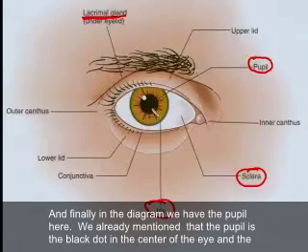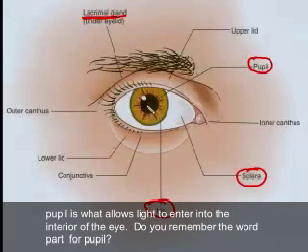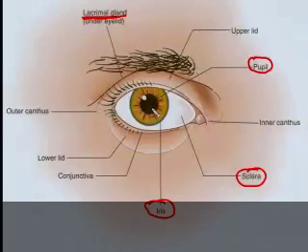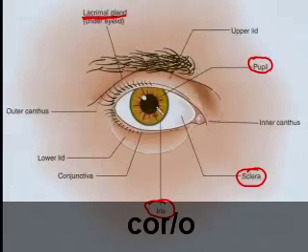And finally in the diagram we have the pupil here. And we already mentioned that the pupil is the black dot in the center of the eye. And the pupil is what allows light to enter into the interior of the eye. And do you remember the word part for pupil? Well, that's coro, C-O-R/O.